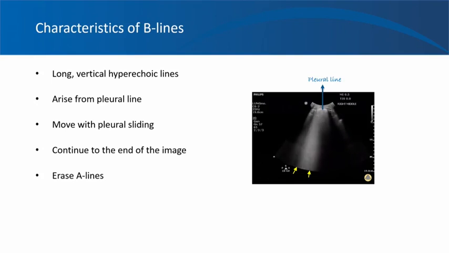B lines are long vertical hyperechoic lines, which is in contrast to the normal A lines, which are horizontal lines. And B lines arise from the pleural line. And if B lines are arising from somewhere outside the pleura, they are not B lines. I mean, if some vertical line is coming from the subcutaneous tissue, it's not a B line. And if some vertical line is starting below the pleura, that's probably not a B line. And B lines move with pleural sliding. As the lung moves, these lines move. They are not stationary. And they continue to the end of the image.